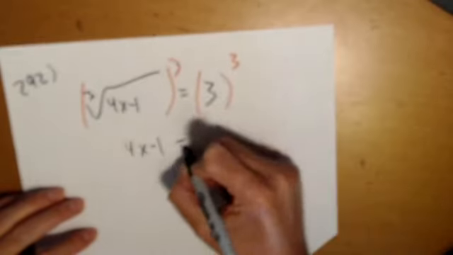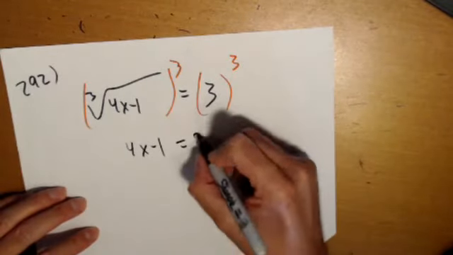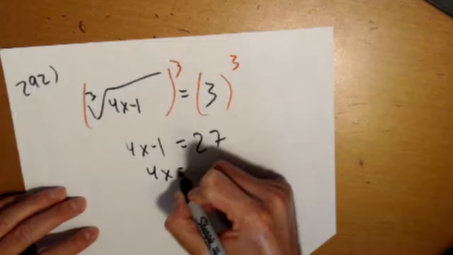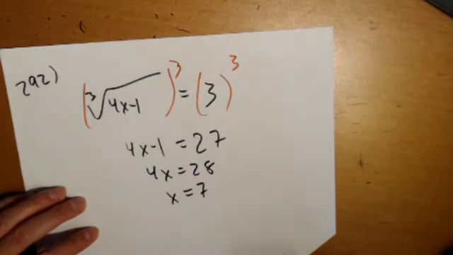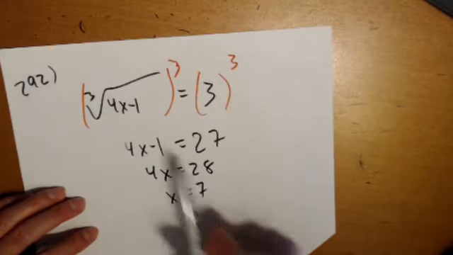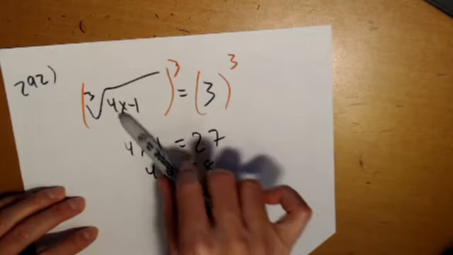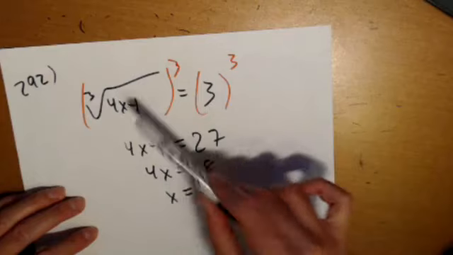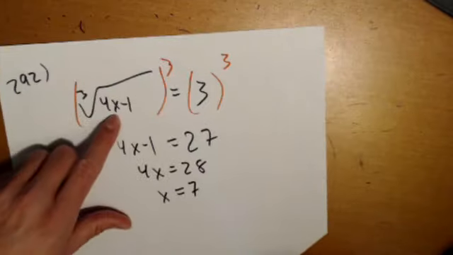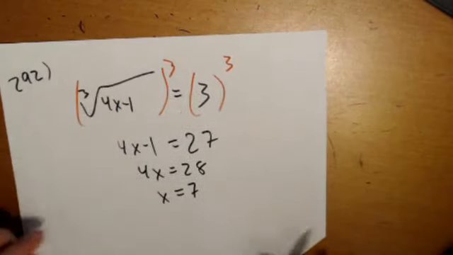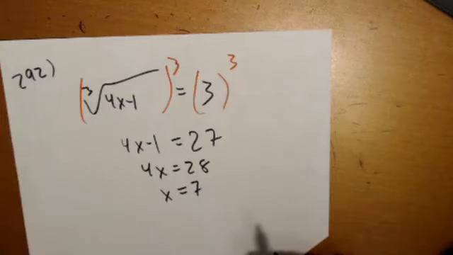Cubing a cube root, they cancel each other out. 3 cubed, 3 times 3 times 3, is 27. Add 1 to both sides, divide both sides by 4: 7. Cool. Plug it back in, double check: 4 times 7, 28 minus 1. Did I do that right? 28 minus 1 is 27. Cube root of 27 is 3. Whew. Did I cuss? I apologize if I did. Okay.